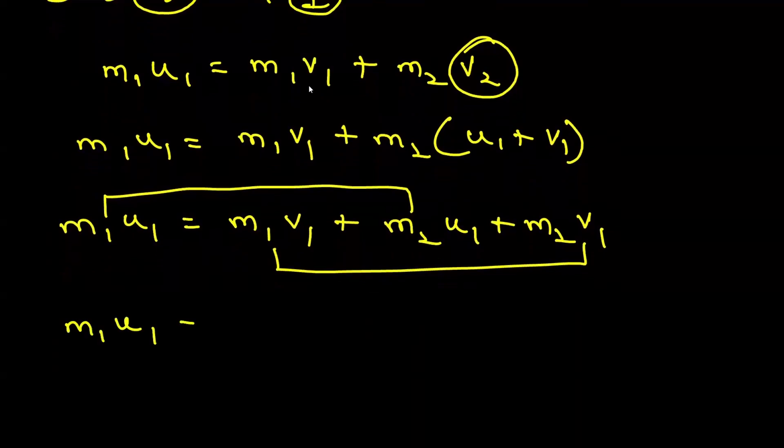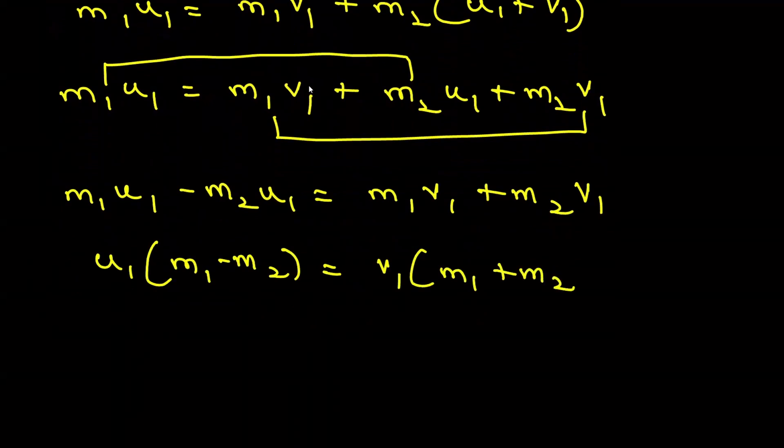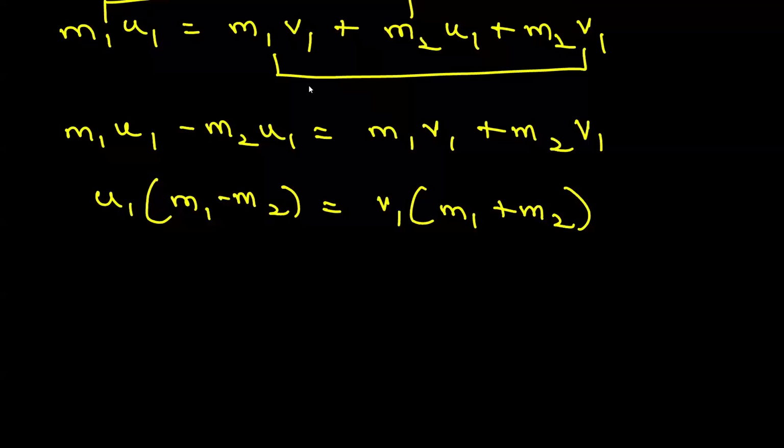So M1 U1 minus M2 U1 is equal to whatever is left: M1 V1 plus M2 V1. On the left-hand side, you can take U1 common. That's the whole point as to why I brought it. U1 (M1 minus M2) is equal to V1, you take common, (M1 plus M2). This is what we have as the answer. Now, what am I supposed to find? Keep the V1 there itself. If you ask me why, we found V2, no. I'm supposed to find V1 also right now. Can't be partial. So find V1. Keep the V1 there itself.